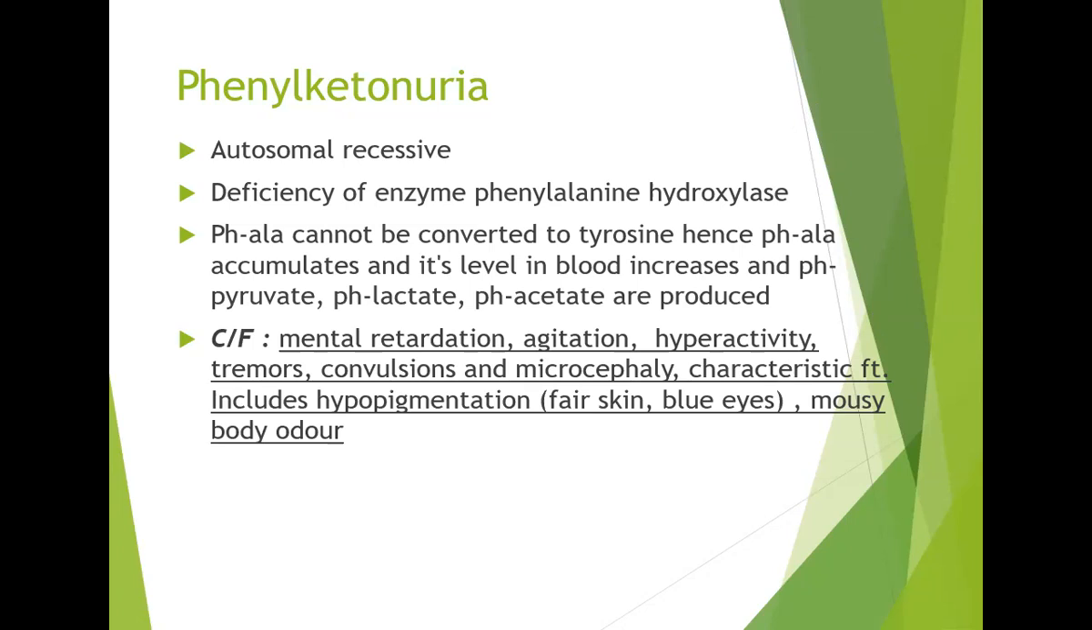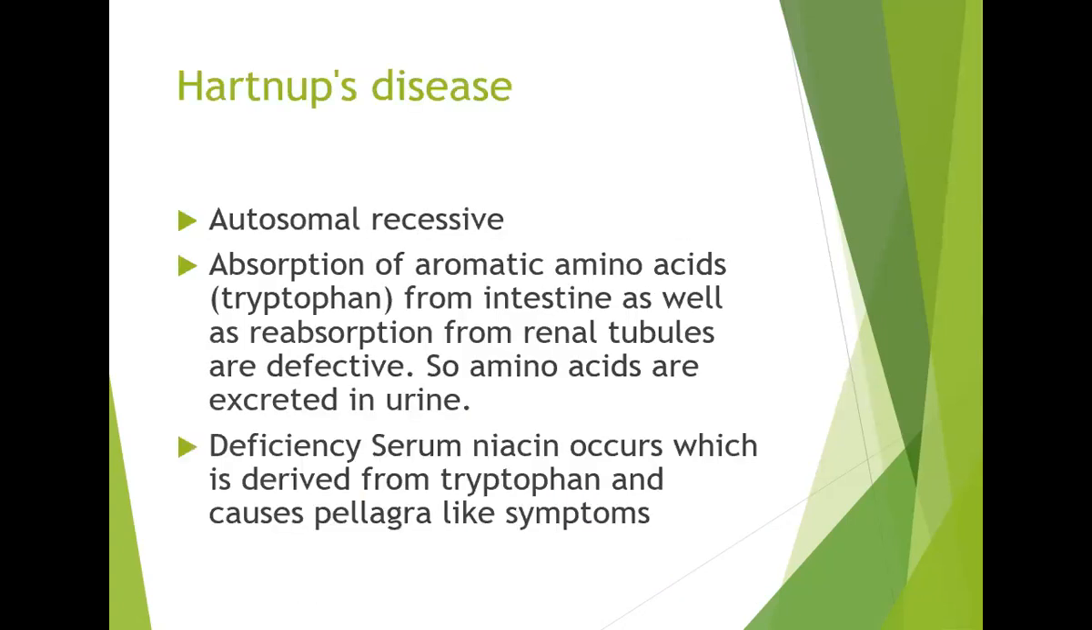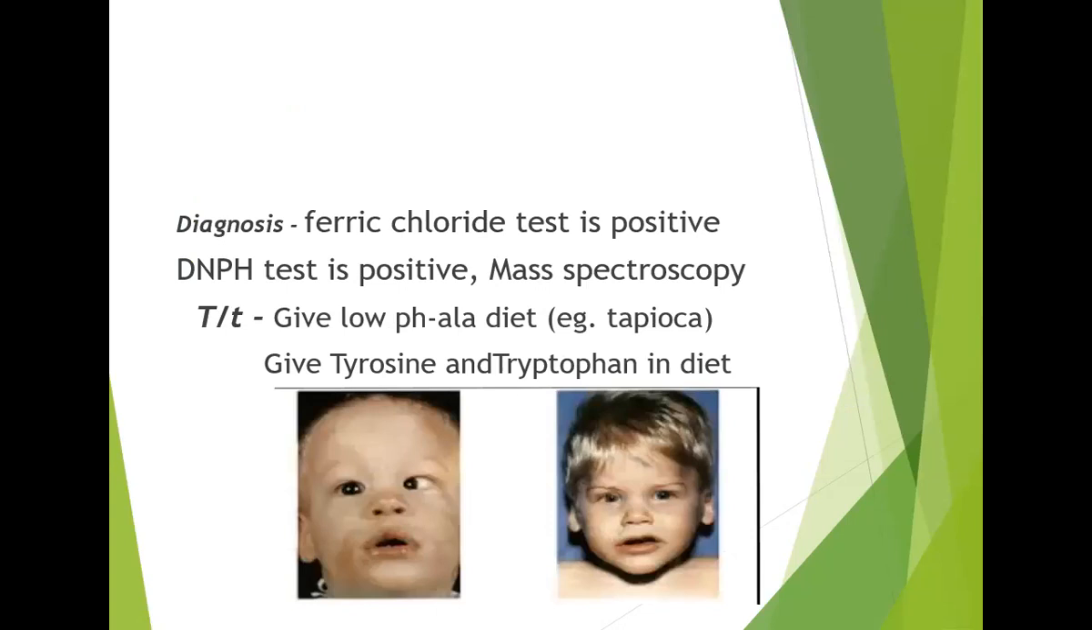The clinical features are mental retardation, agitation, hyperactivity, tremors, convulsion, and microcephaly. Characteristic feature of these include hypopigmentation. These children have fair skin, blue eyes, and mousy body odor. Diagnosis, it can be diagnosed by a ferric chloride test, which is positive, DNPH test is positive, but the best test is mass spectroscopy. This child here, he has white skin, white hair, and blue eyes. Treatment includes low phenylalanine diet, tyrosine, and tryptophan.